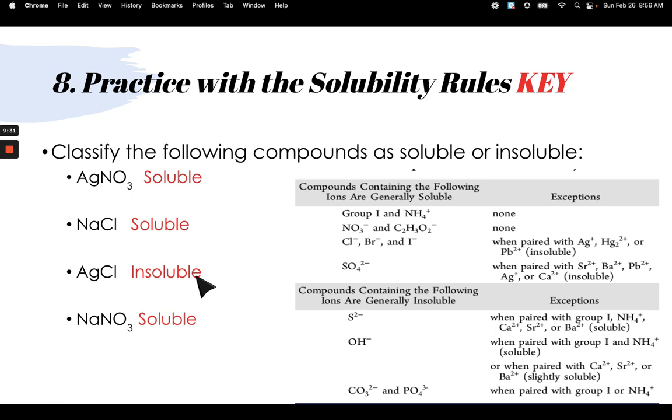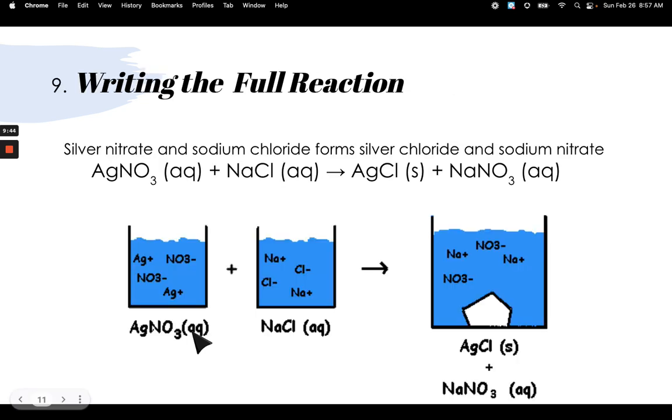So that is our precipitate. It's insoluble. And then finally, you've got sodium nitrate. Let's check. Well, this is an easy one because sodium is always soluble, as is nitrate. So sodium nitrate is soluble.